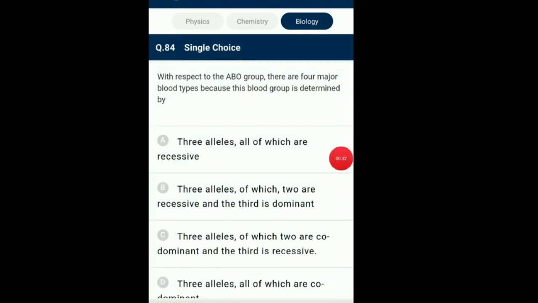Question number 84. With respect to the ABO group, there are 4 major blood types because this blood group is determined by 3 alleles: I power A, I power B, and I power O. Alleles I power A and I power B are codominant. Blood group A is determined by I power A I power A, or I power A I power O. Blood group B is determined by I power B I power B, or I power B I power O. Blood group O is determined by I power O I power O. Blood group AB is I power A I power B. So the answer is option C: 3 alleles of which 2 are codominant and the third is recessive.